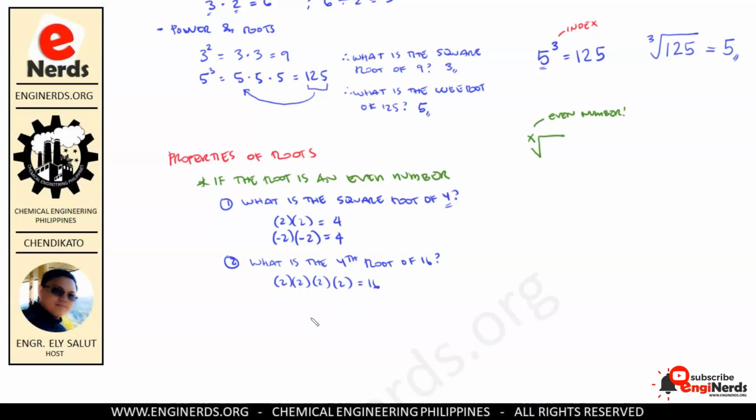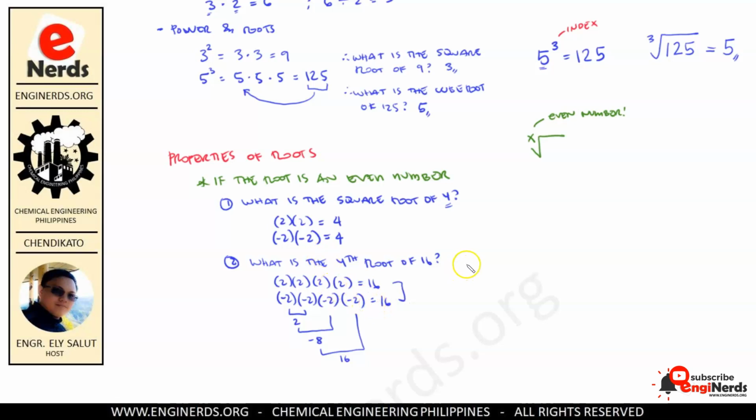So that's correct. However, another possible answer is negative 2, because if you multiply negative 2 times negative 2, this will be positive 4. And then multiplying it again by negative 2, this will be negative 8. Then multiplied by negative 2, this will be positive 16. So you have two answers again. Okay? So what does it mean?